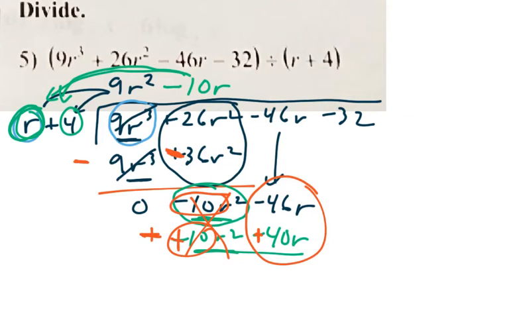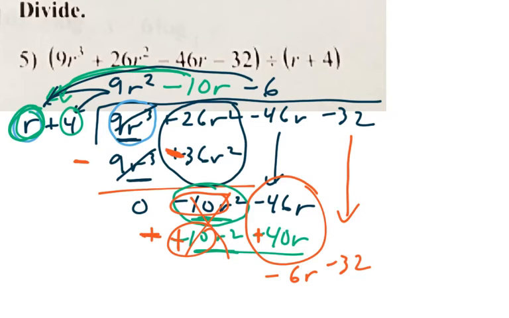Here I have a remainder of negative 6r, right? What do I do now? I bring down the negative 32. And I'm going to start over one more time. I know negative 6 times r is negative 6r. See how I made these exactly the same again? Negative 6 times 4 is negative 24.